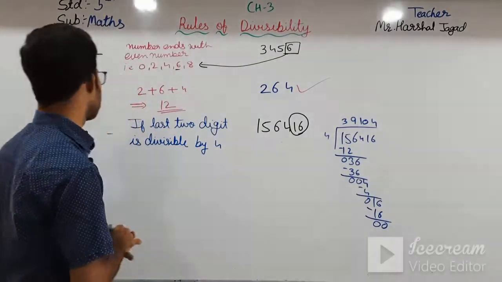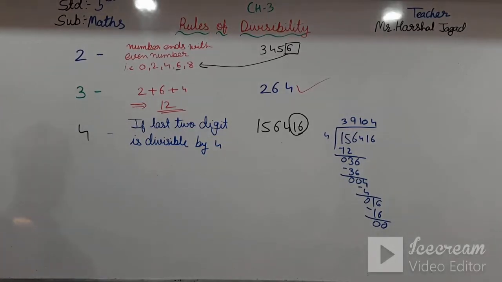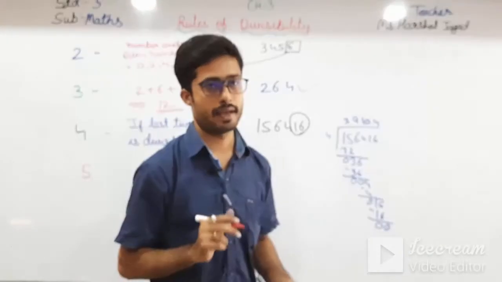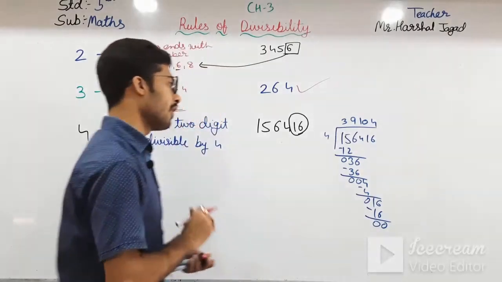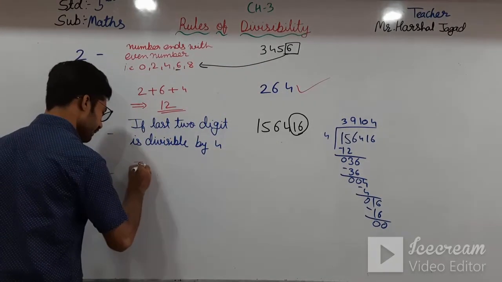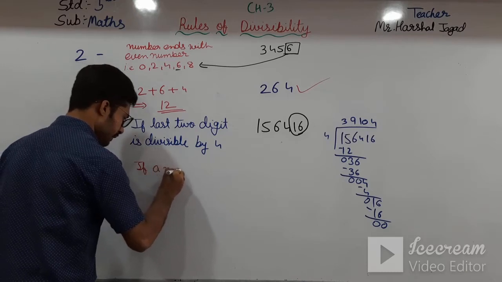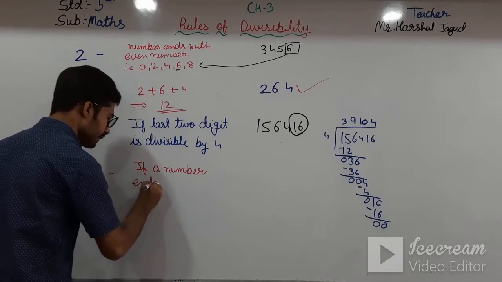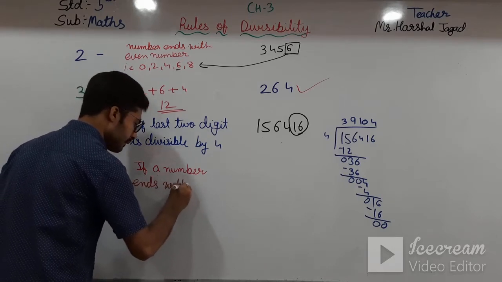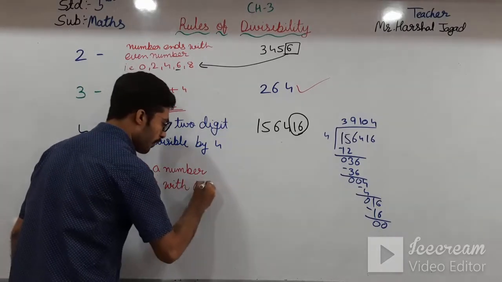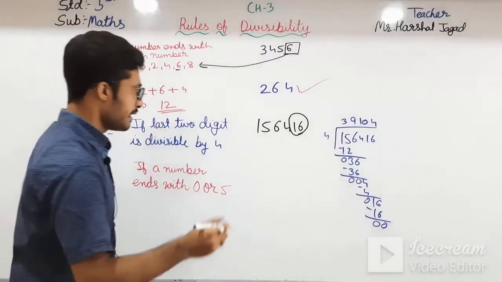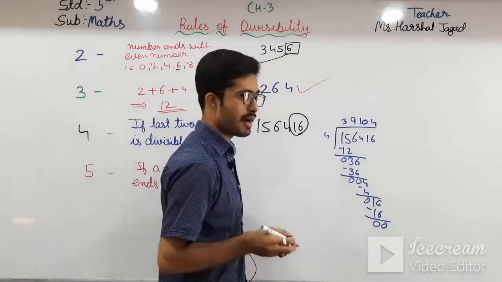Now, moving towards the divisibility test of 5. So how can we know that it is divisible by 5? Okay students, we all know that if a number ends with 0 or 5, then it is divisible by 5.